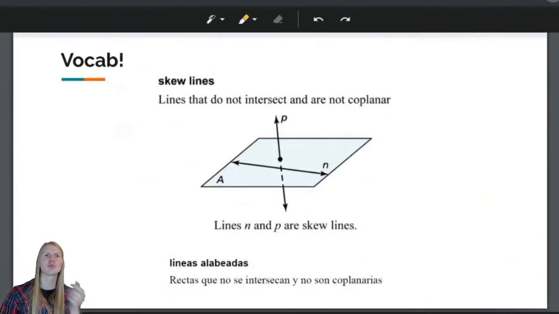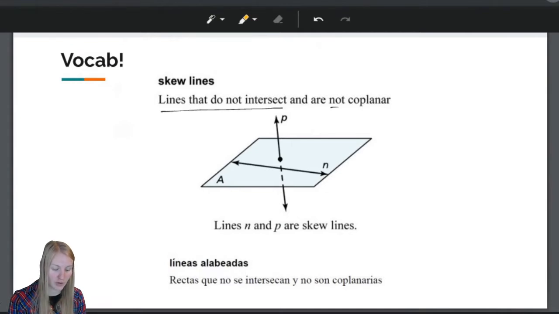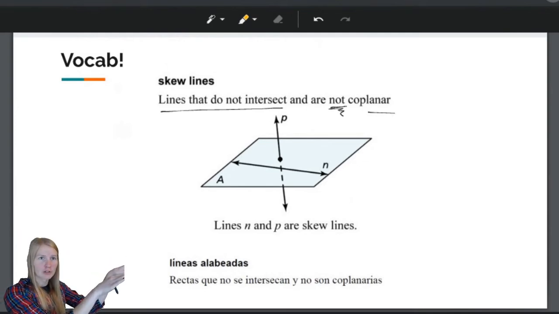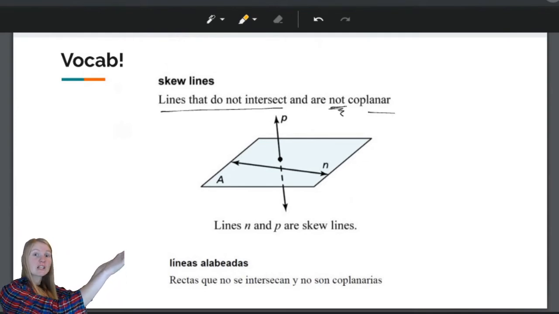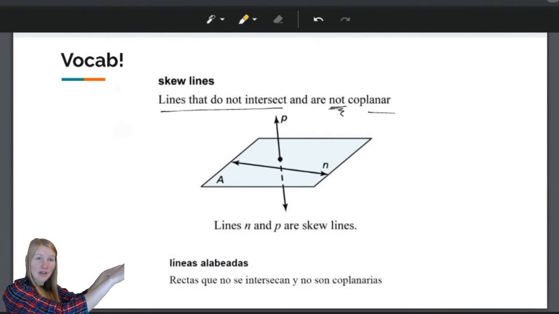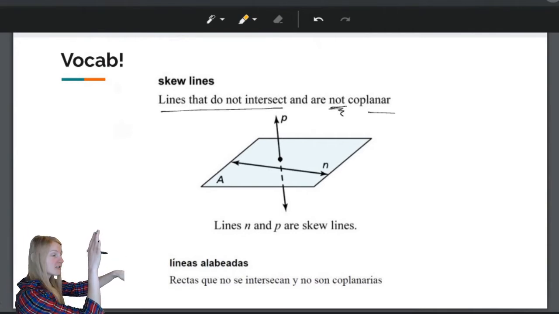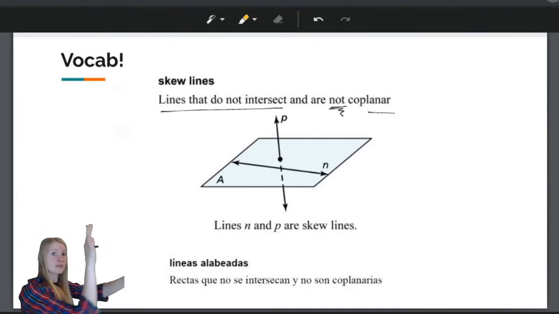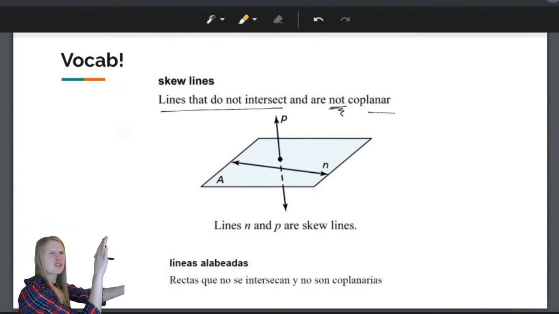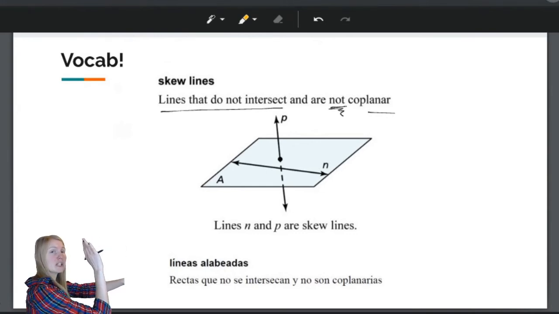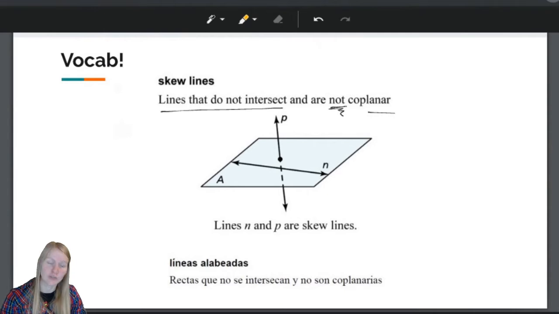Now something new, something new to Chapter 3: skew lines. These are lines that do not intersect and are not coplanar. So parallel lines, if my arms are lines right here, need to be in the exact same plane and never intersect. Skew lines never intersect. See my arms? They never intersect, but they're not parallel because they don't go in the same direction. Skew lines could be pointed in different directions, but they still never intersect.